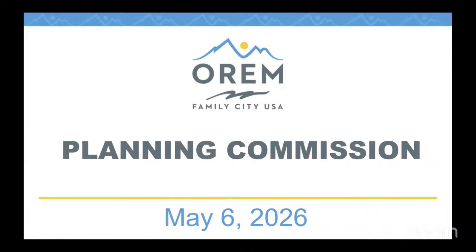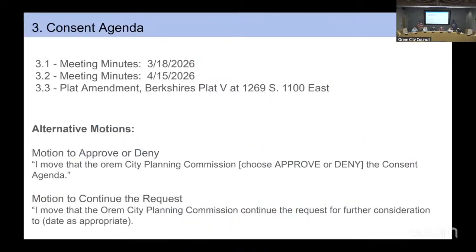Amen. Thank you. Okay, we will begin with item 3, which is our consent agenda items, which includes item 3.1, approval of the March 18th, 2026 minutes. Item 3.2, approval of the April 15th, 2026 minutes. And item 3.3, a plat amendment, the Berkshire's Plat 5 located generally at 1269 South, 1100 East. And there were some changes that needed to be made to item 3.1. So whoever makes the motion on this, can you include a reference to in accordance with the changes that have been noted?